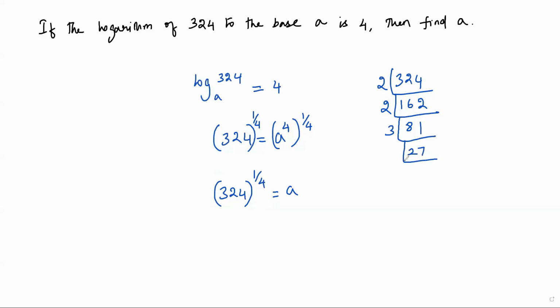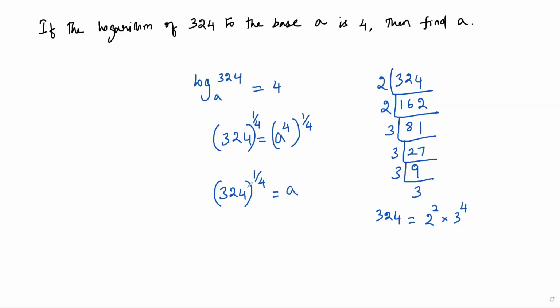27, 2 plus 7 is 9. So 9 is a multiple of 3. Again, I can divide by 3. So I get 9, because 3 goes into 27 nine times. Again, 9 is a multiple of 3, I divide by 3, so I get 3. So 324 is equal to 2 to the second power times 3 to the fourth power, because there are two 2s and four 3s.